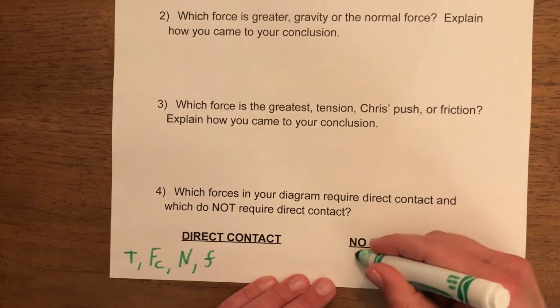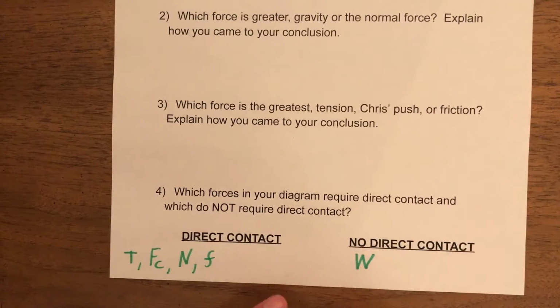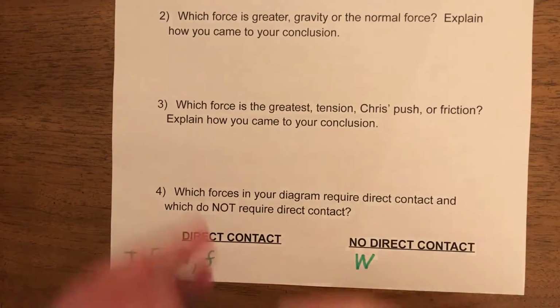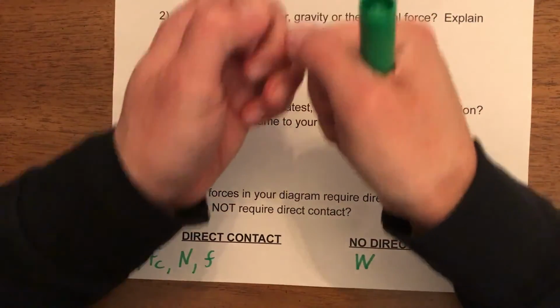The only one here that doesn't require direct contact is weight, or the force of gravity. So even if you were up in the air and you drop that block, clearly gravity reaches through space and grabs it and pulls it back down.